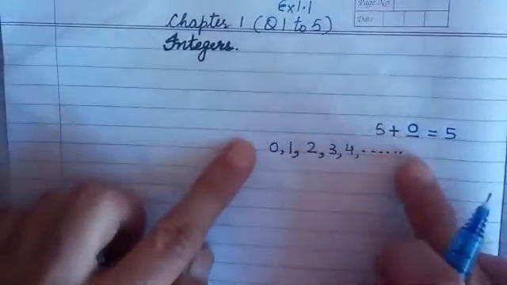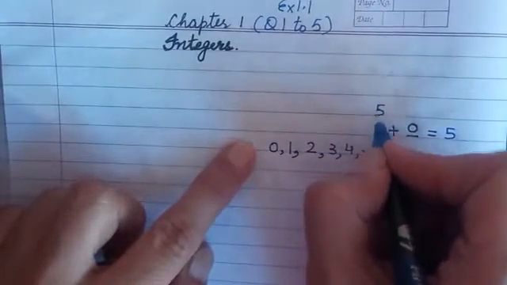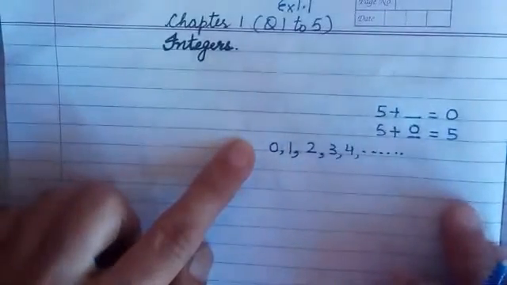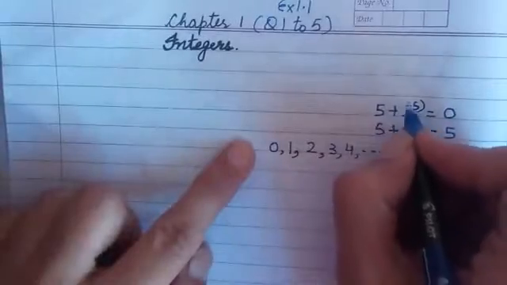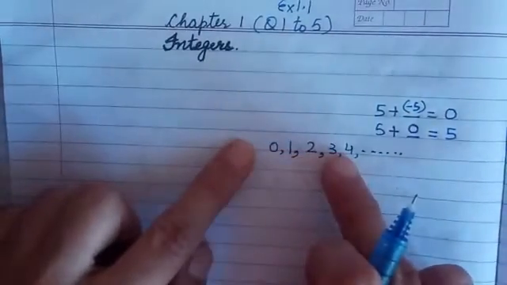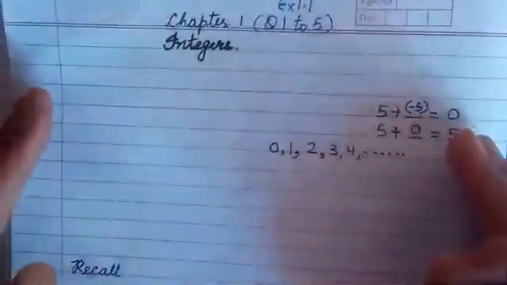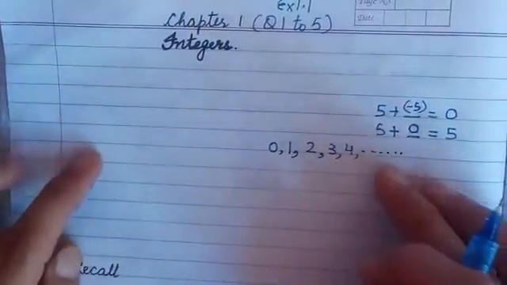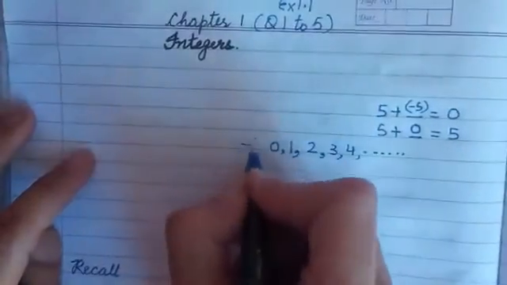Now think, what should be added to 5 to get 0? We require minus 5. This number minus 5 is not a whole number. This leads to the bigger collection of numbers, that is integers. Integers are formed by whole numbers and their negatives.